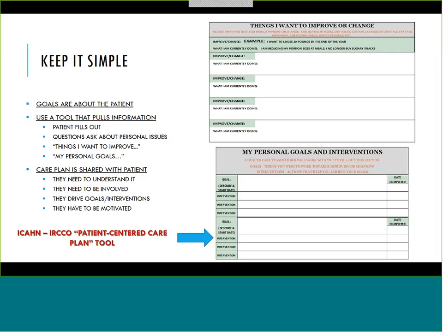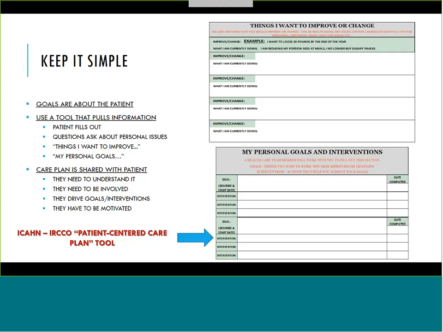As you can see, the section on this care plan that the patient would be filling out says, I want to improve or change. It asks them, okay, so what would you like to change? What would you like to do differently for yourself? So that they actually will write in there, maybe it's about the water. I want to drink more water every day.